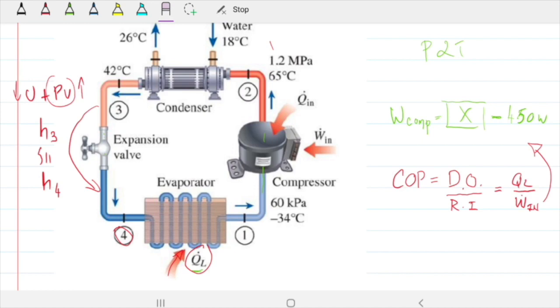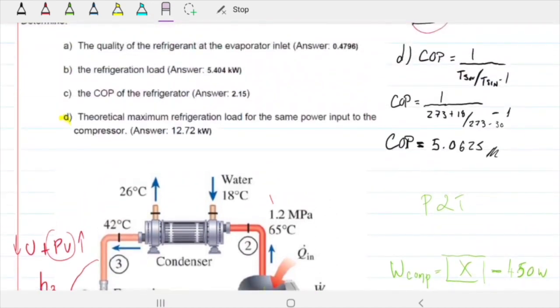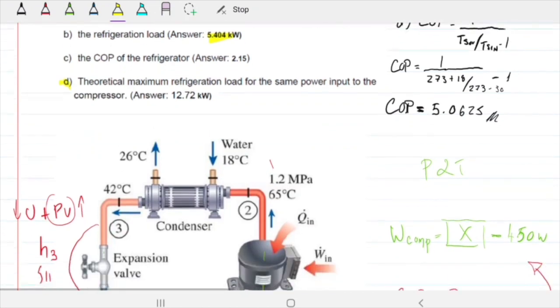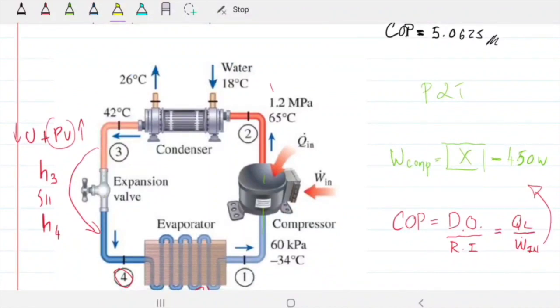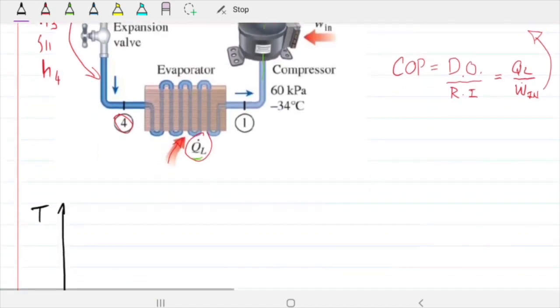Right? The other thing is that if you guys notice, they are asking for the QL, the load in kilowatts. And since we don't have the mass flow rate of the refrigerant, we can't really determine that yet. So we're going to have to find the mass flow rate. And as you can imagine, we're going to use the fact that we know the mass flow rate of water to determine that. Right, so let's get into it.